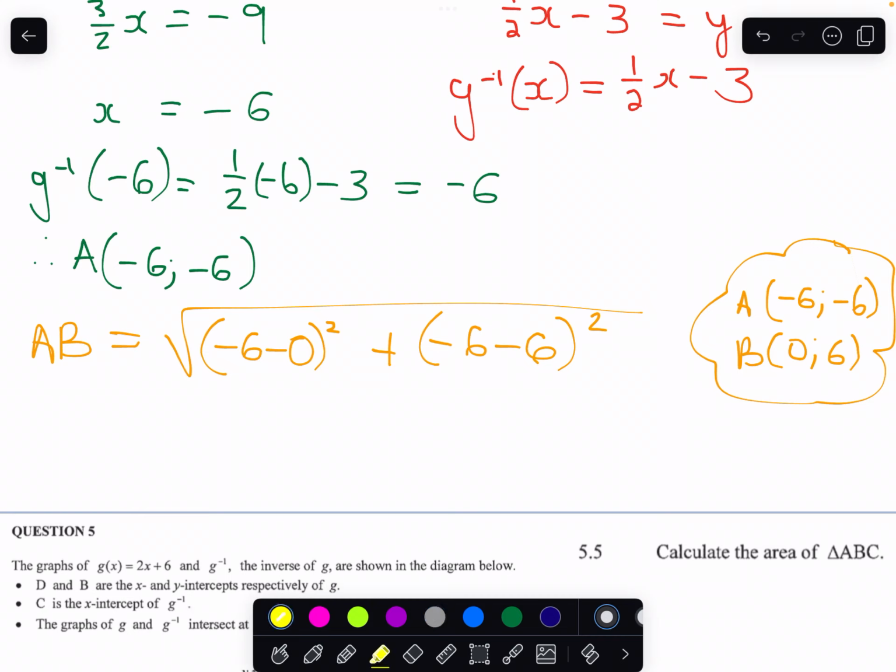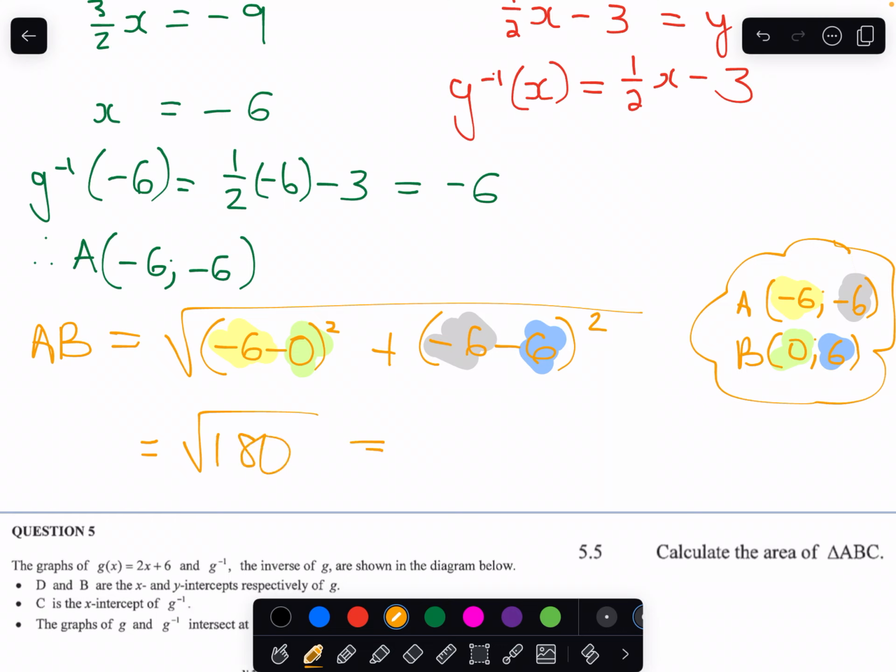Right, so just to highlight what is what here. So this is the x coordinate number 1, x coordinate number 2, and then y coordinate number 1, and then y coordinate number 2. Right, and that works out to be 36 plus 144, which is 180, so that's the square root of 180.